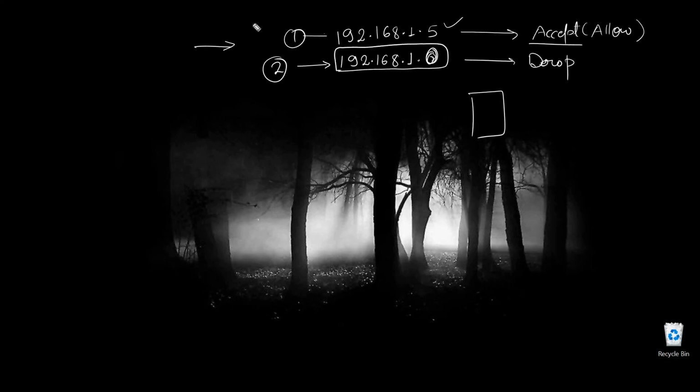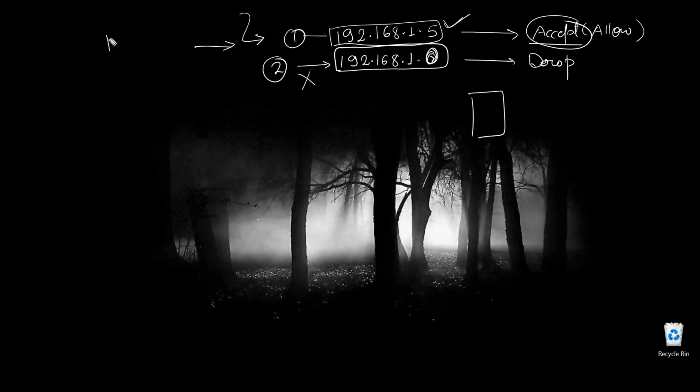But what is happening in the checkpoint firewall? It is coming and looking at the first rule, that this IP address 192.168.1.5 is allowed, so it will accept it. It is not going to check what is the second rule, right? It will not look at that, and directly the traffic is allowed.